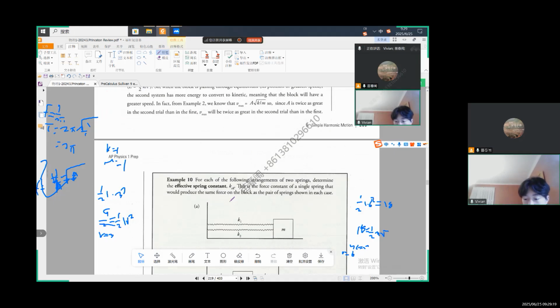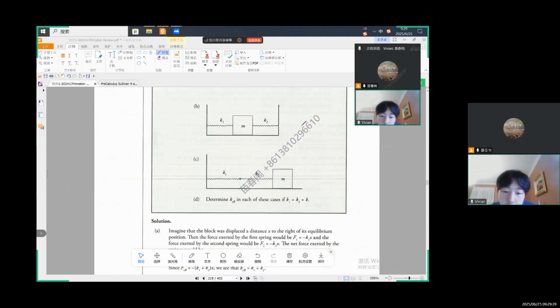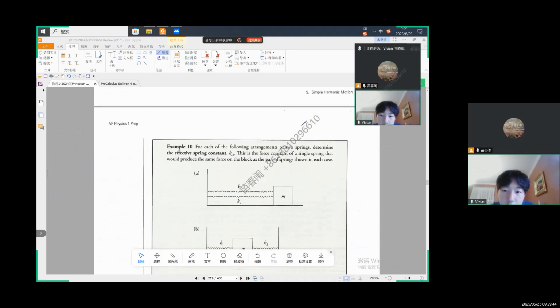So 10. Determine the effective spring constant. This is a force constant of a single spring that produces the same effective force. Can't you just add them together? Wouldn't it just be K1 plus K2?